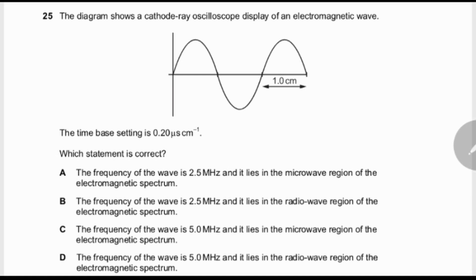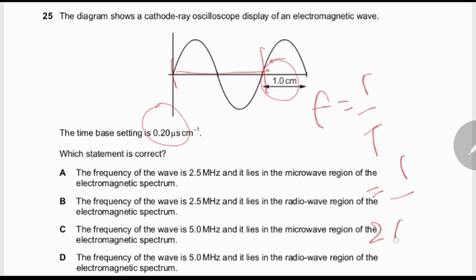For question 25, if you want to see which statement is correct from your CRO here, now your CRO is given to you: 1 centimeter represents 0.2 microseconds. So to find the frequency, because that's what they asked first, I know my frequency is 1 over the period, but the period is actually 2 centimeters, right, from here to here.